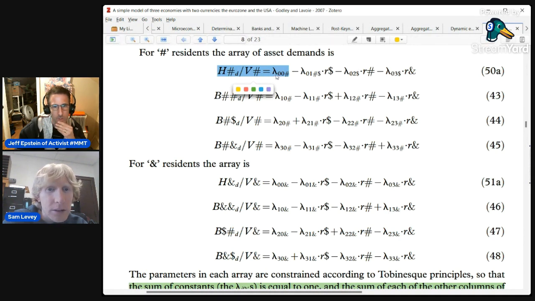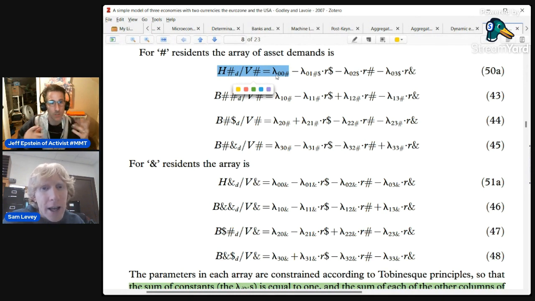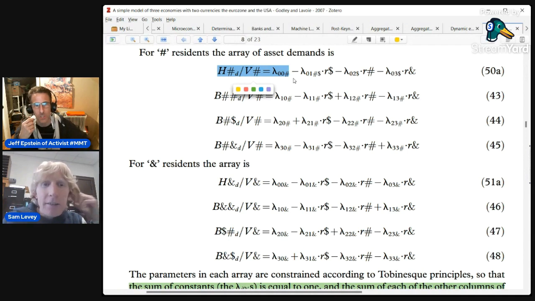Okay. So it's the proportion. It's not how much, it's the proportion. Yeah, exactly. Very good.